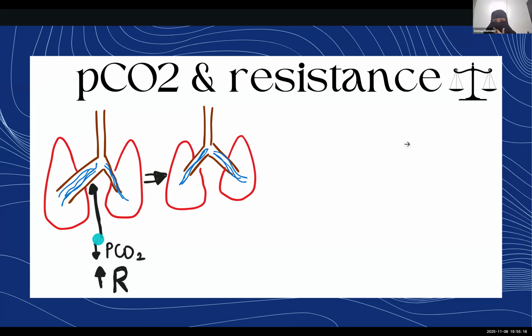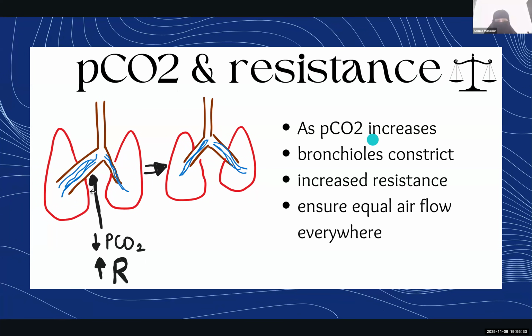Did you guys get it? Did you guys get what happens? So as the partial pressure of carbon dioxide decreases, it's supposed to say decreases, it's a mistake over here. As the partial pressure of carbon dioxide decreases, the bronchioles constrict. When they constrict, that means the resistance will increase, because you do not want air over here right now. For this lung, you do not want air. It's already having enough air. You want air to go to the other lung. That is why this happens, to ensure that there is enough oxygen going to both sides.